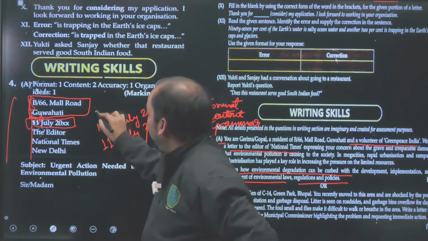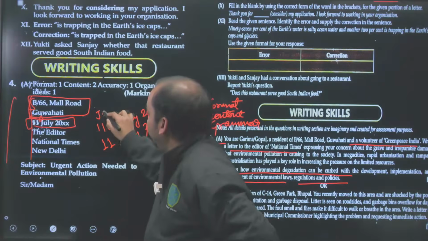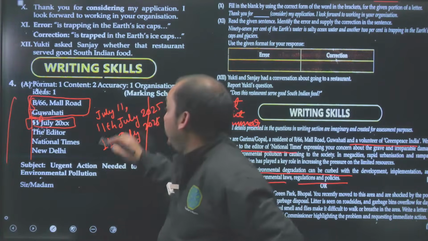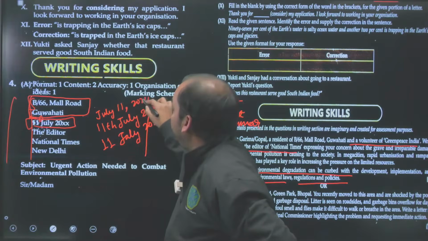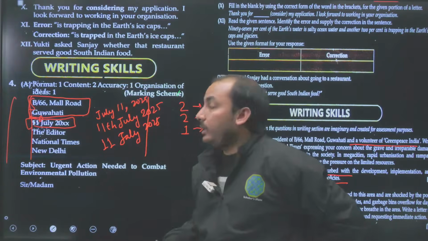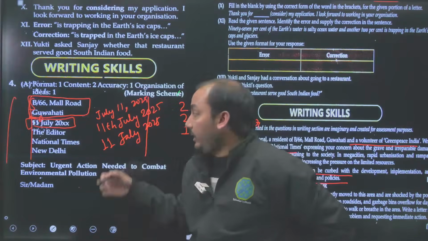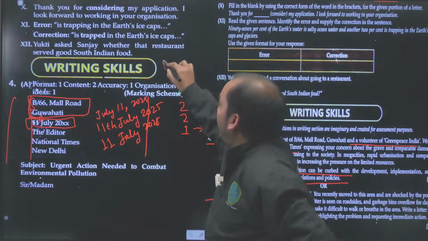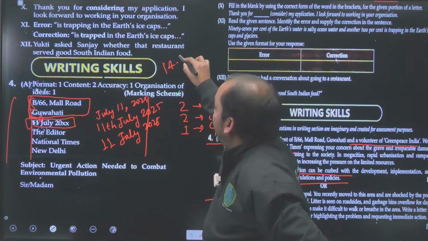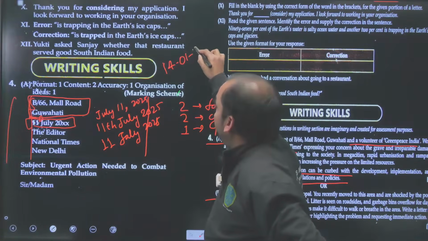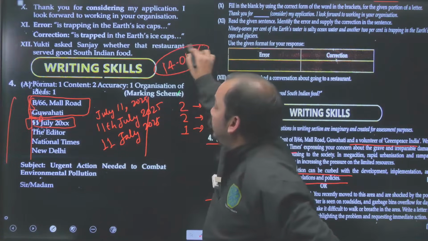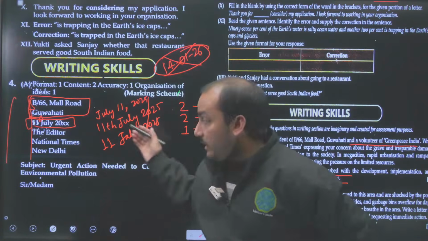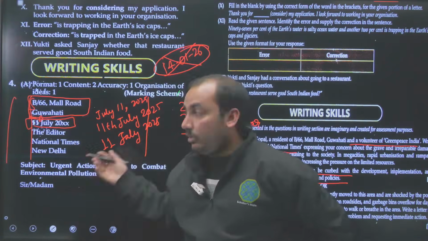And the third way is July 11, and after that you have to write a comma, and after the comma you will write 2025. Many of you use the wrong format to write in the letter, which is in this way. They will write 14-01-26. They write in this way, which is completely wrong. Do not use this pattern format, as it is not a part of the CBSE format to write a letter.